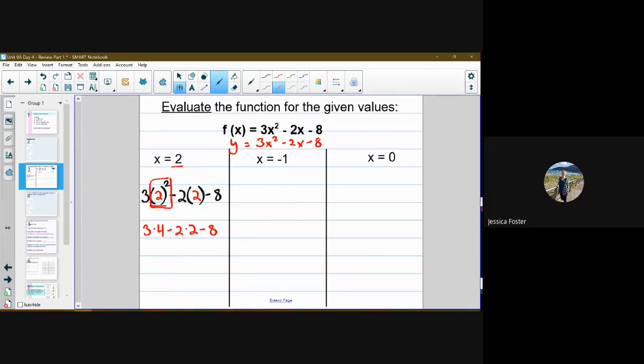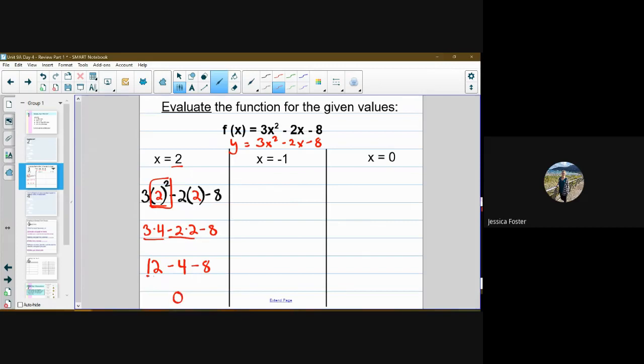Okay, moving on. Next thing we're going to have to do is multiply. We need to multiply before we can add or subtract. So we'll multiply 3 times 4. That's 12. And I'm going to multiply negative 2 times 2, which is negative 4. My minus 8 stayed the same. Well, now I'm just subtracting here. 12 minus 4 minus 8. So if I go left to right, 12 minus 4 is 8. 8 minus 8 is 0.